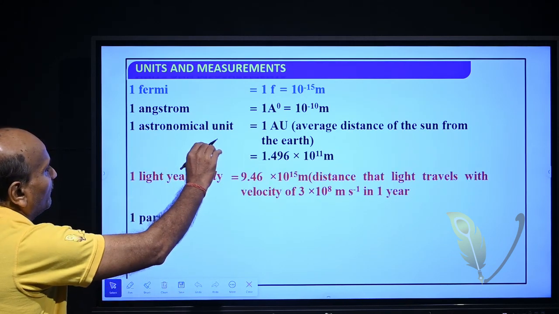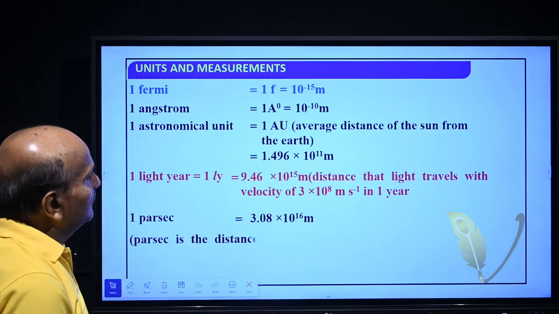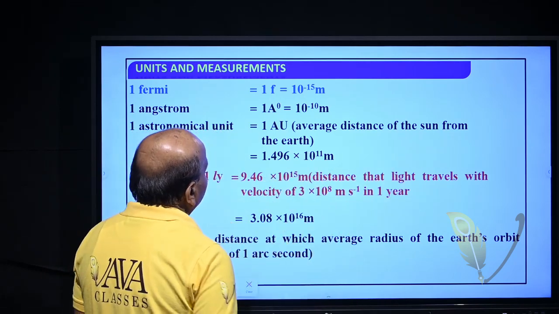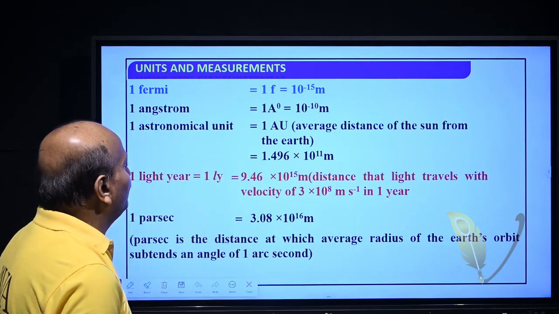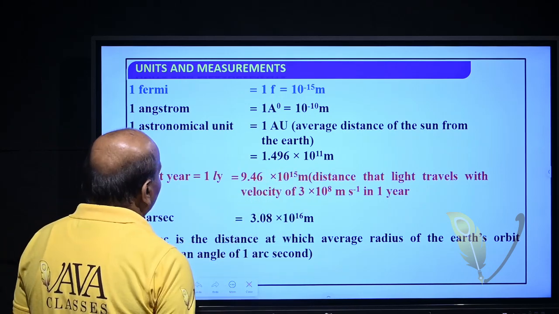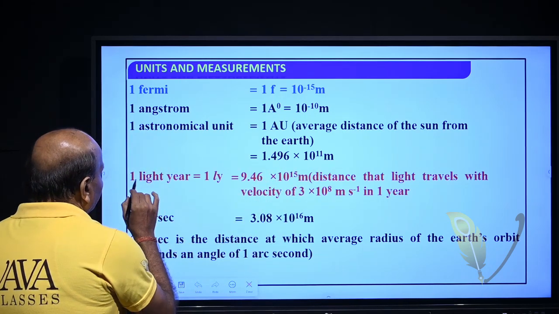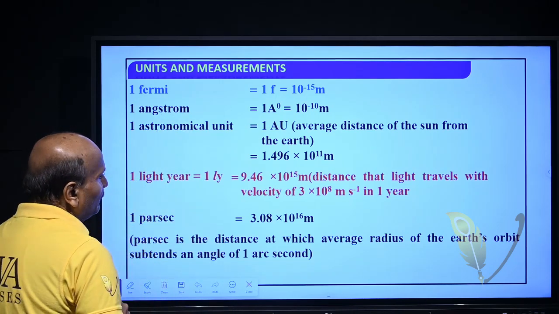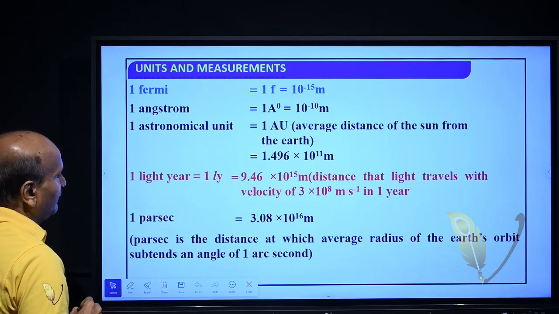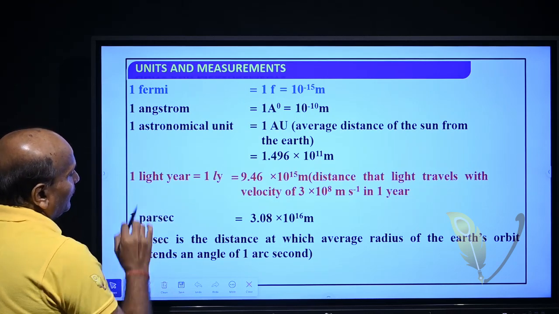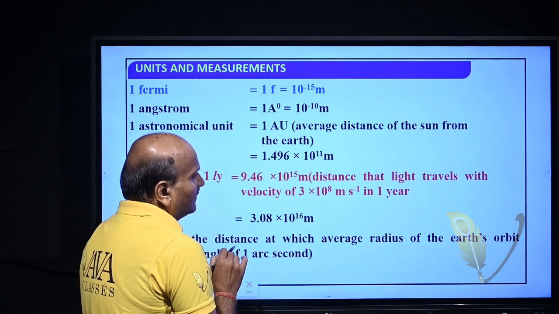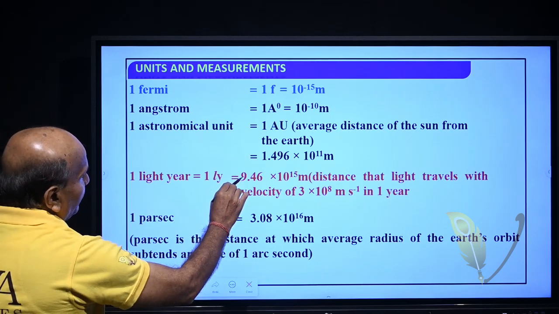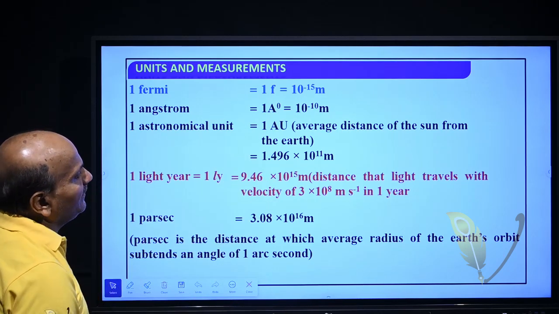Then 1 astronomical unit, 1 AU. It is the average distance of the sun from the earth, and it is about 1.496 into 10 to the power 11 meter. These were the small units; these are the large, practical units for measuring different large distances. 1 light year is the distance light travels in 1 year, which is equal to 9.46 into 10 to the power 15 meter.